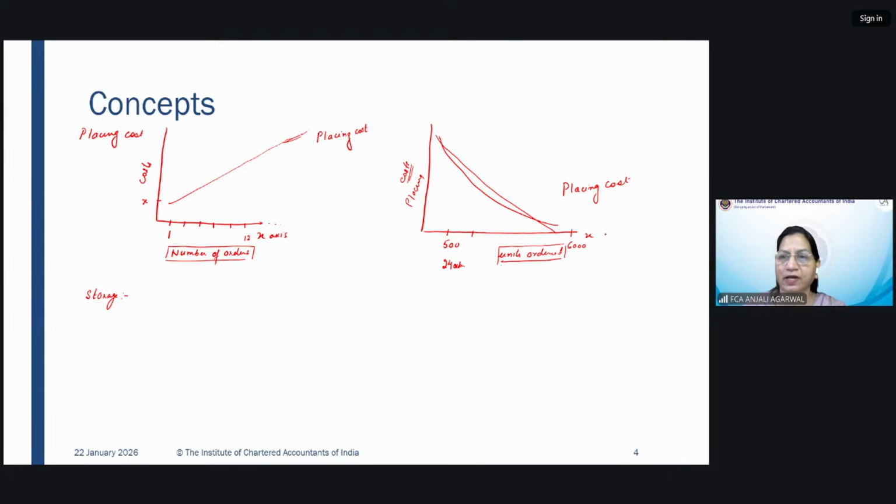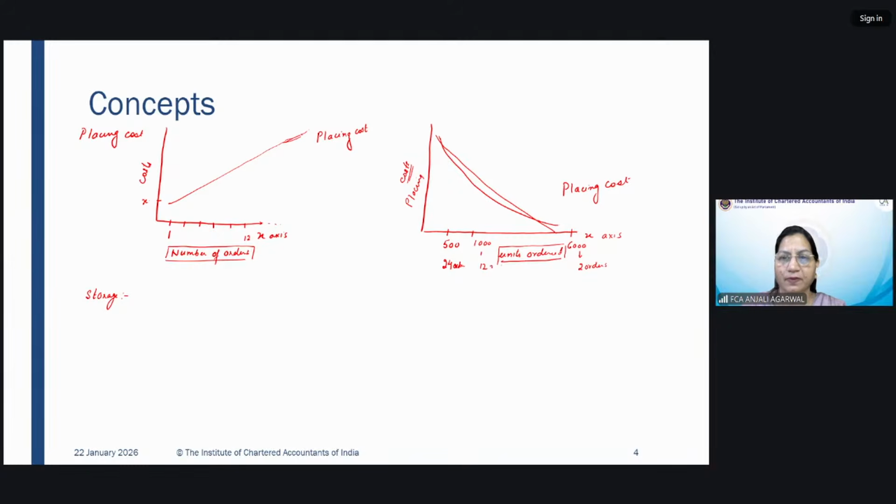Only the x-axis is what I have changed. So if on the x-axis you have number of orders, placing cost increases with the number of orders. Whereas if on the x-axis you have units ordered, the placing cost decreases as you order more units. So see, 500 units correspond with 24 orders, 1000 units would correspond with 12 orders, 6000 units correspond with 2 orders, right?